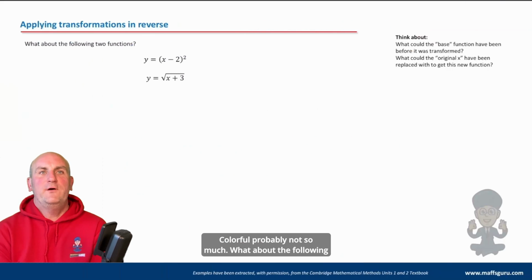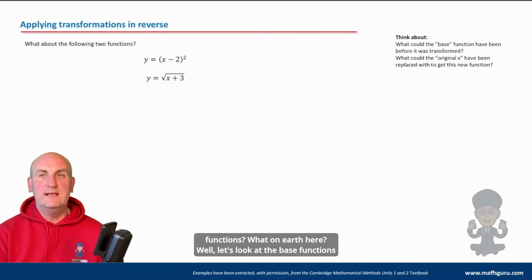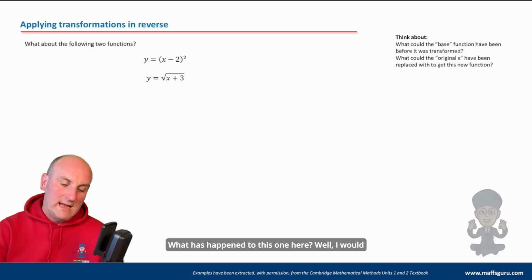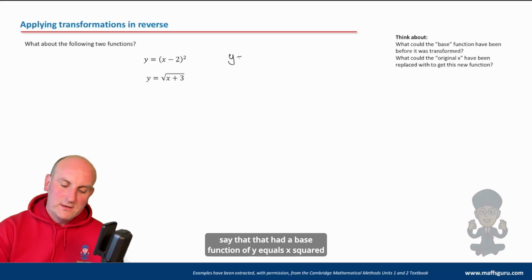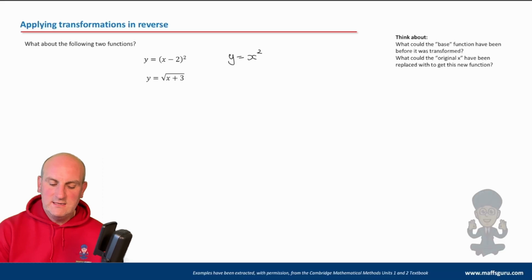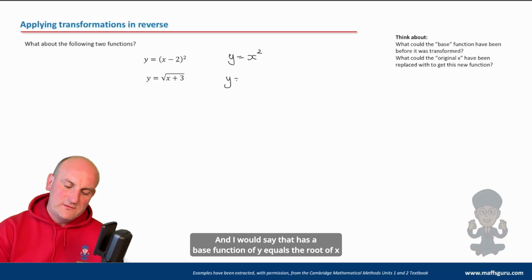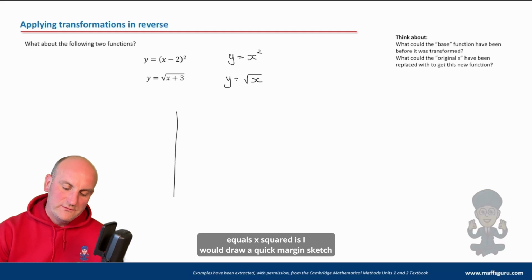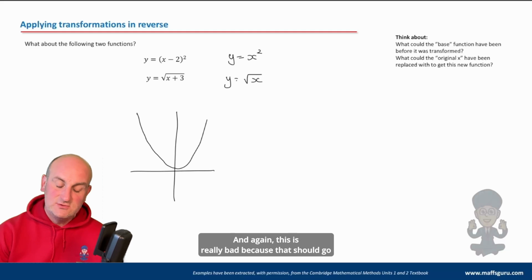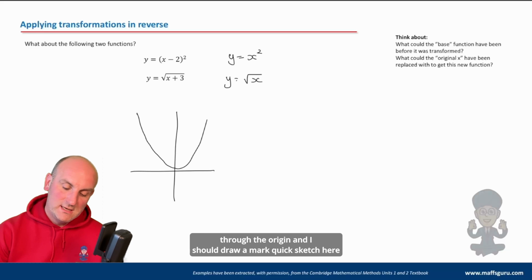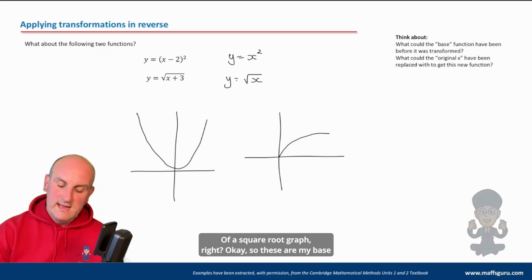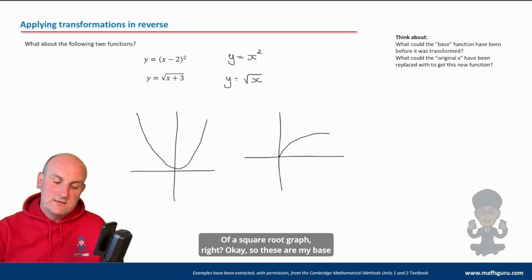Beautiful and colourful, probably not so much. What about the following functions? What on earth here? Well, let's look at the base functions. What has happened to this one here? Well, I would say that had a base function of y equals x squared. And I would say that has a base function of y equals the root of x. Knowing what the base function of y equals x squared is, I would draw a quick margin sketch. And again, this is really bad because that should go through the origin. And I should draw a quick sketch here of a square root graph. Okay, so these are my base graphs.